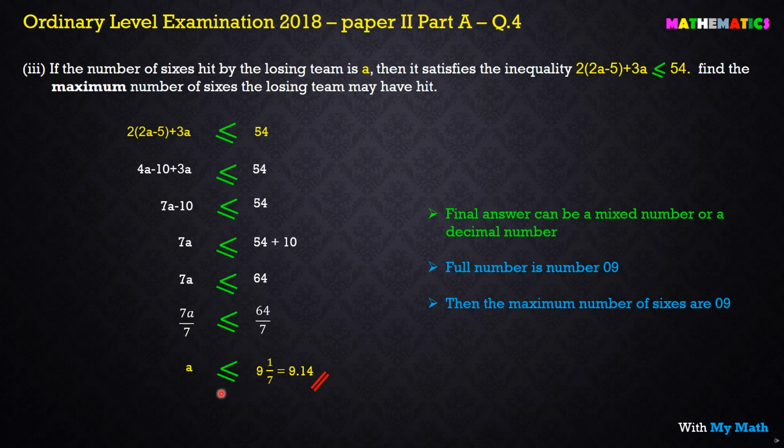It tells us two things: it may be equal or less than. So the whole number is 9, as I have explained to you. Then the maximum number of sixes is 9. So you can easily understand that if a is less than this, the maximum whole number you can have is 9. So I think, students, you have got my point, and you have understood this question very carefully and comfortably.